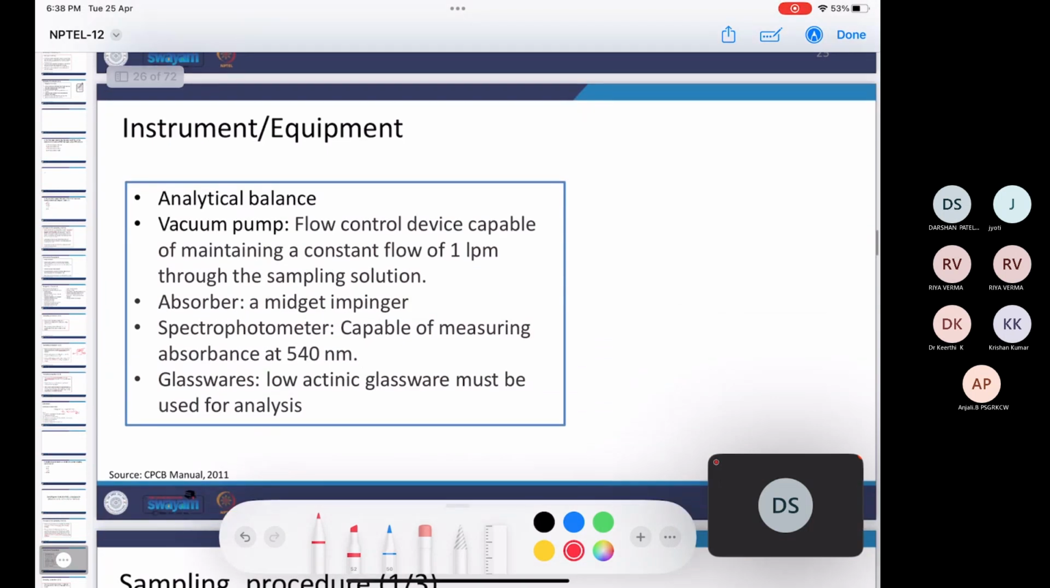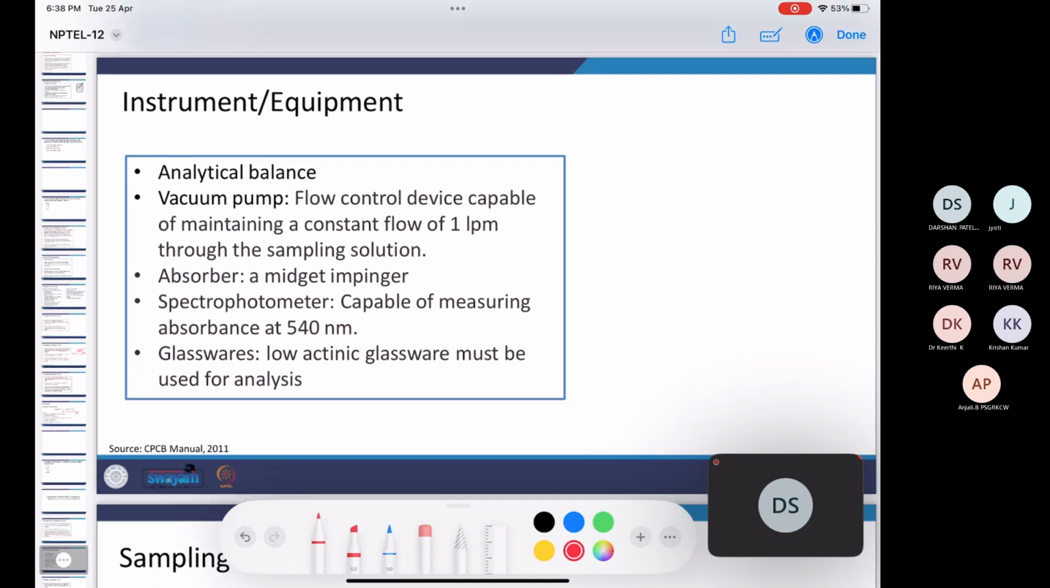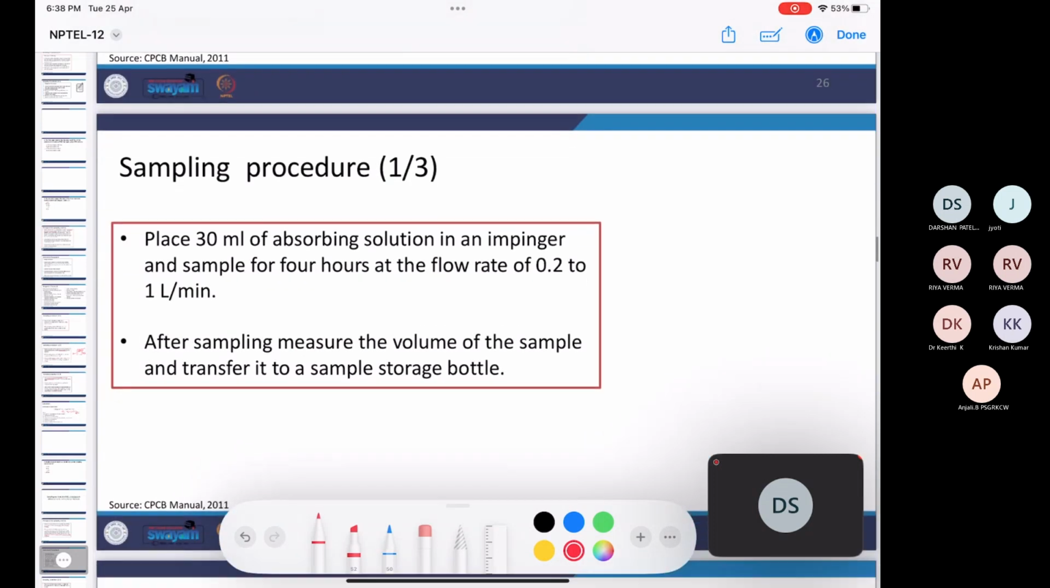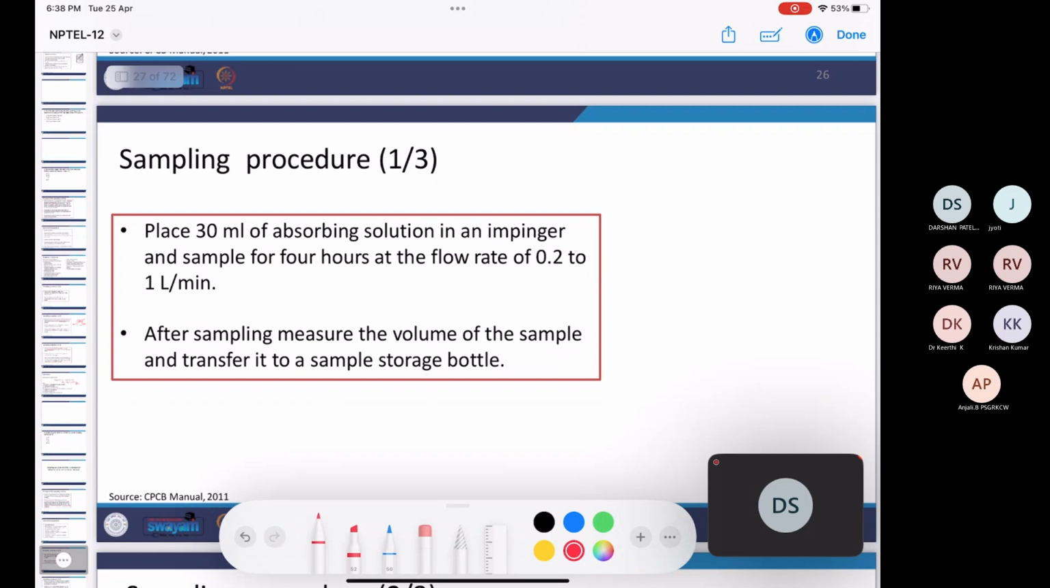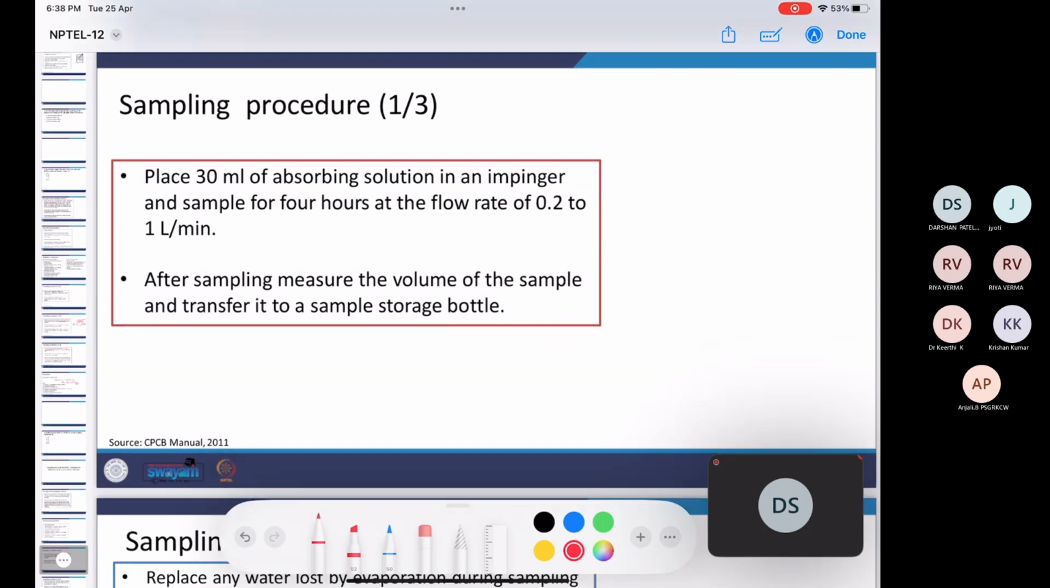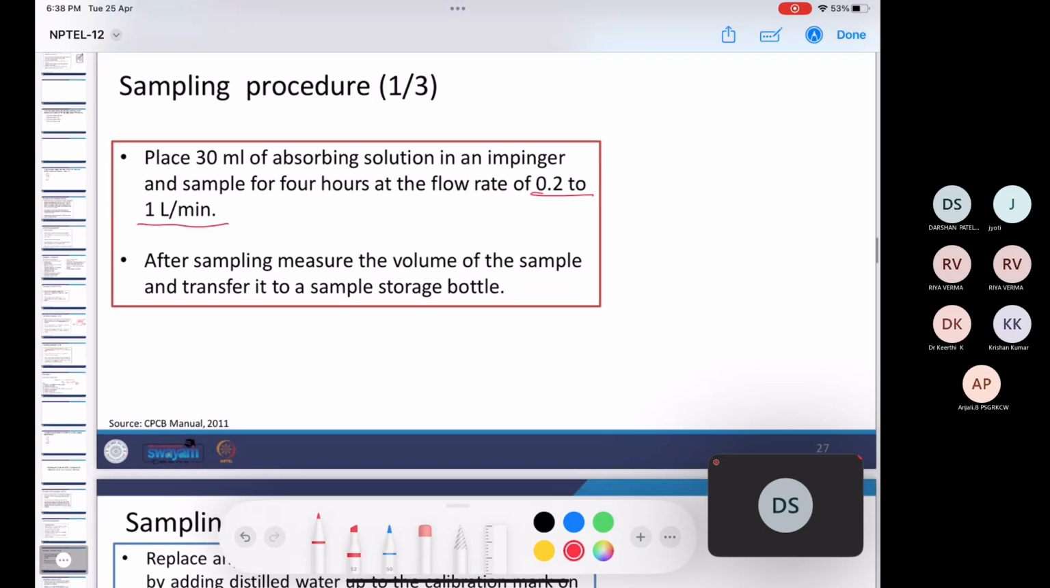The instruments and equipment required for this experiment are, first, an analytical balance, then a vacuum pump to maintain a constant flow of 1 liter per minute through the sampling solution. Then we have an absorber, a midget impinger. Then a spectrophotometer capable of measuring absorbance at 540 nanometers. Then we have some glassware. The sampling procedure is to place 30 ml of absorbing solution in an impinger and sample for 4 hours at a flow rate of 0.2 to 1 liter per minute.